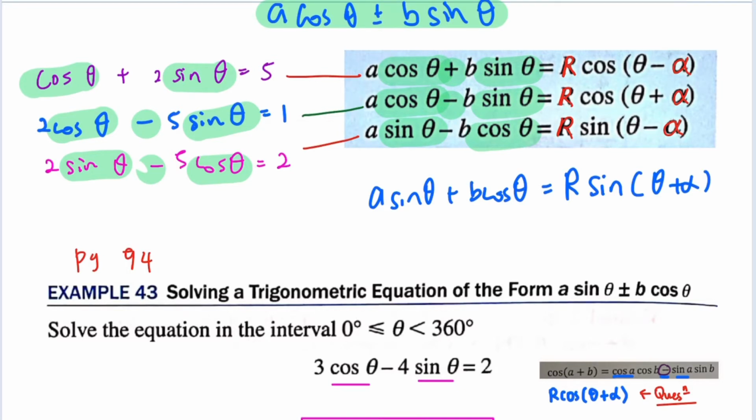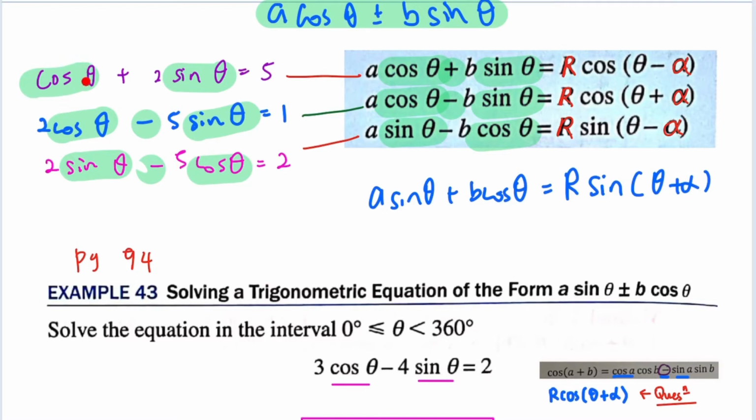This is the method of substitution. So we will substitute our left-hand side with our equation like this. Either r cos theta minus alpha, or r cos theta plus alpha, or r sine theta minus alpha. You can also use r sine theta plus alpha, no problem. All right. So what you can do is we will compare from our formula list.